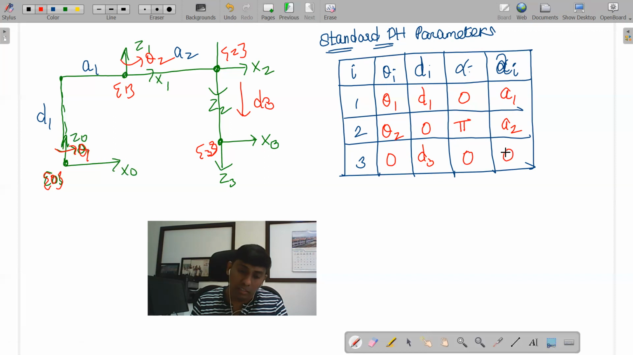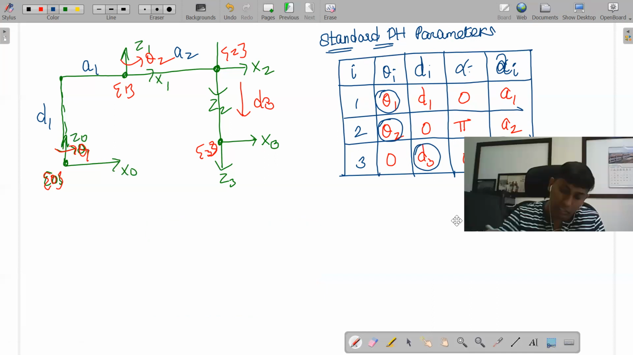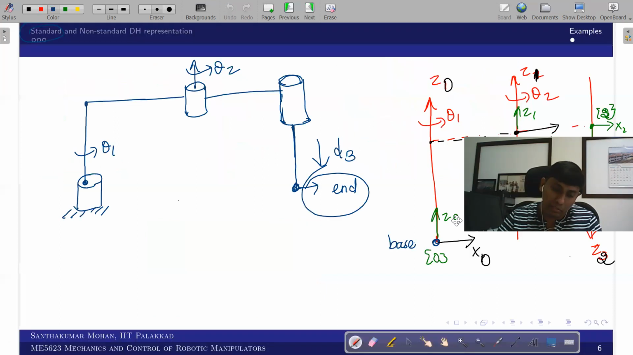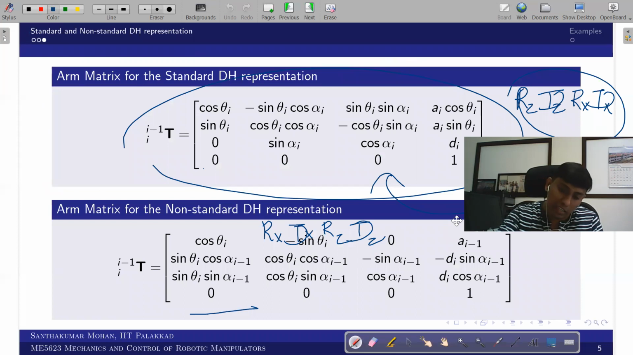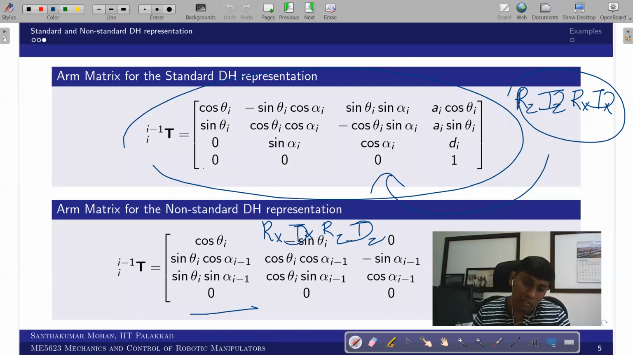So you got it. Now if you want to highlight the variables, these three are the variables and the remaining are all constant. Yes, right? So that is what you also get. Now can I check what the standard DH matrix is? So this is the standard DH matrix, right? You can see alpha comes somewhere here, and then you can get it.